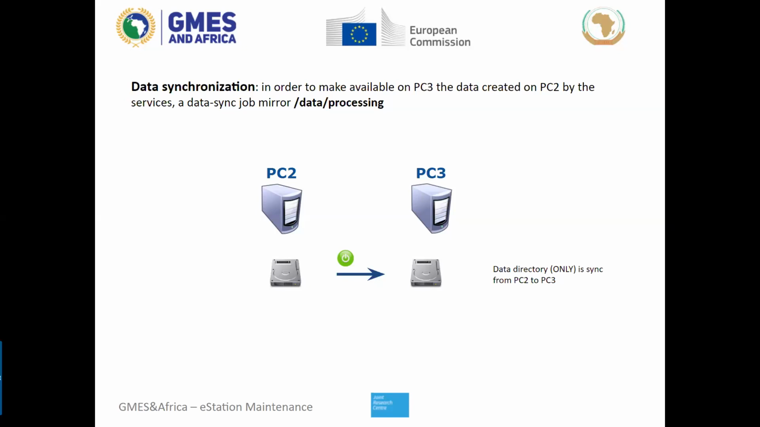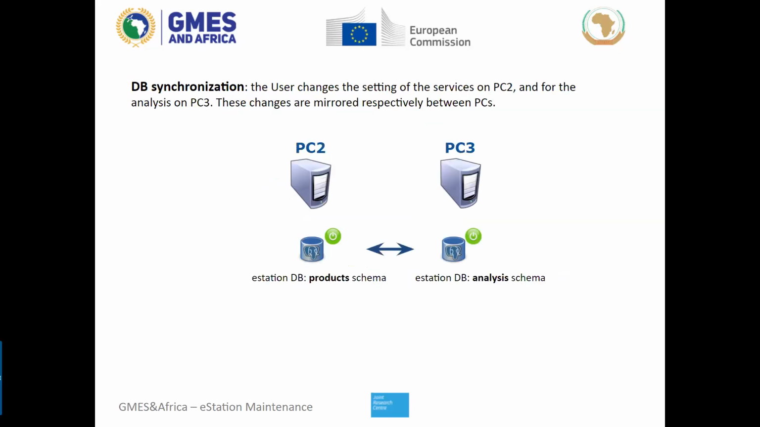Like the data synchronization, there is also the DB synchronization. So if any of the DB configuration is changed in one of the PCs, it is also reflected to the PC3. Generally, it is maybe not used on the PC3 unless the eStation is put on the recovery mode, by mentioning that the PC2 is broken, or vice versa.